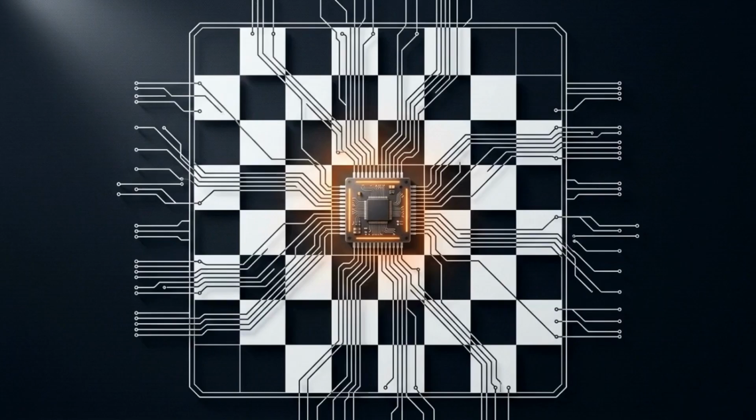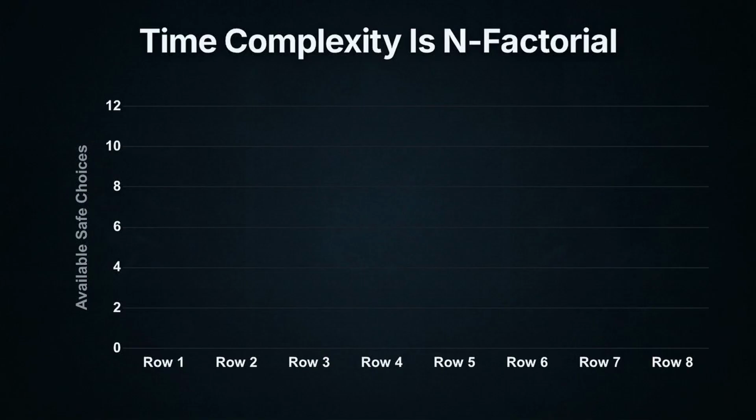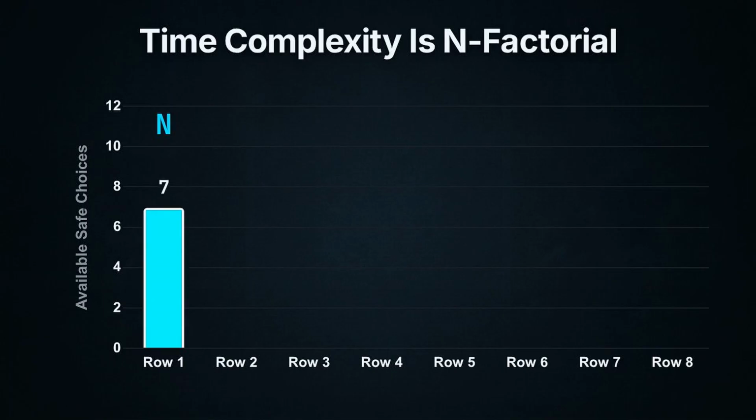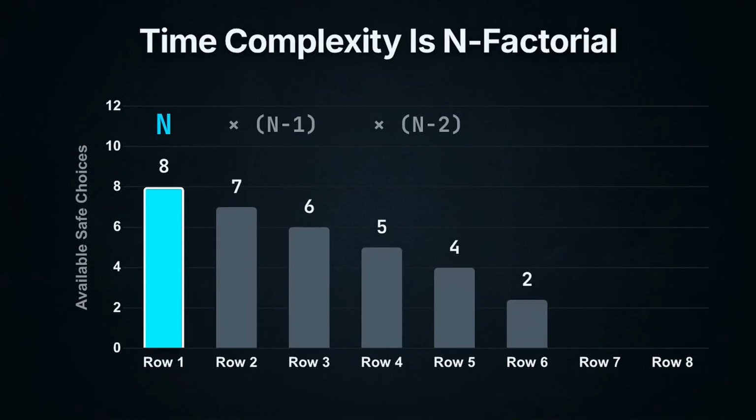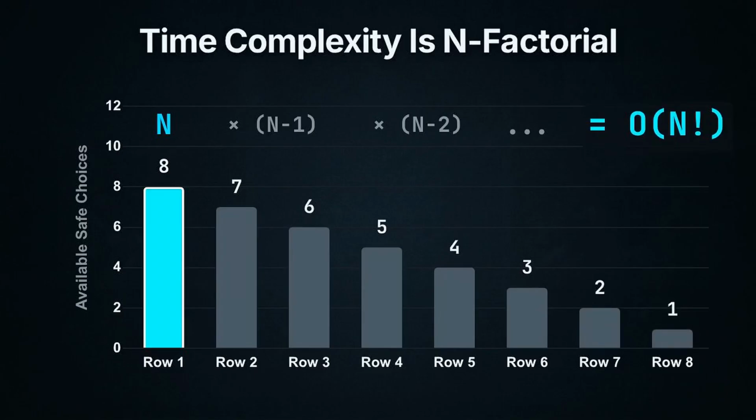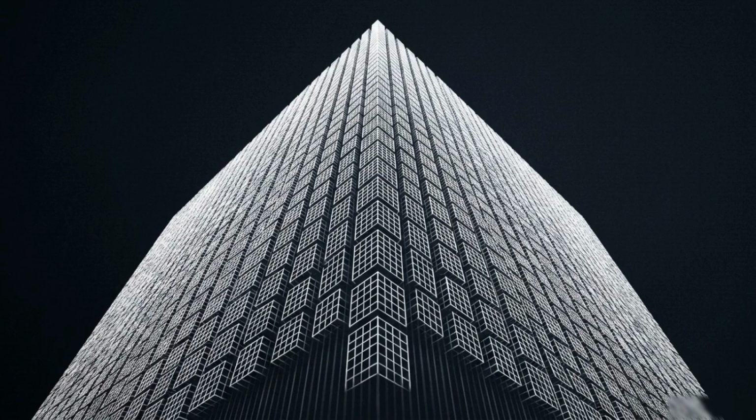We have to evaluate the ultimate mathematical cost of executing this systematic search. This equation calculates the time complexity. You start with n available choices for the first row, but the number of safe choices steadily decreases for each subsequent row. The result is O of n factorial. Despite aggressive pruning, the worst-case scenario demands massive computational time as the board size scales up.